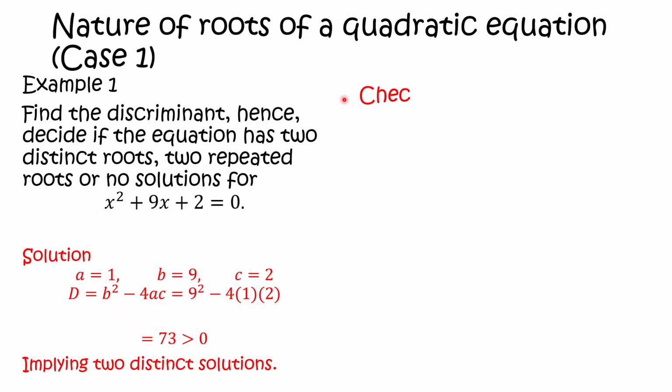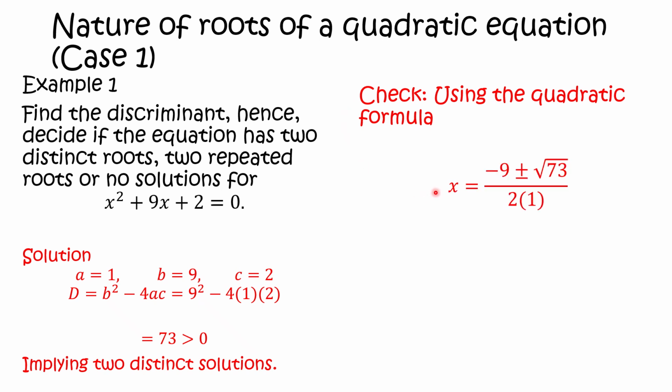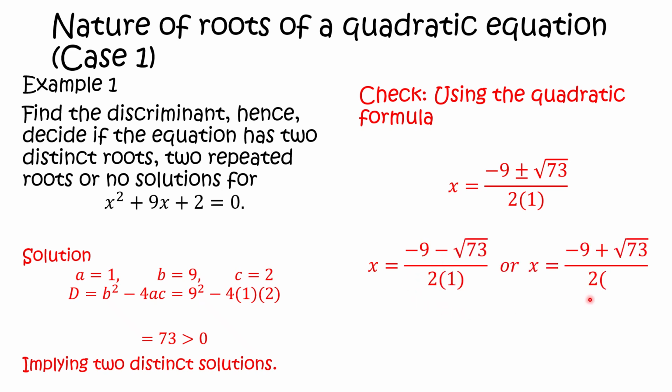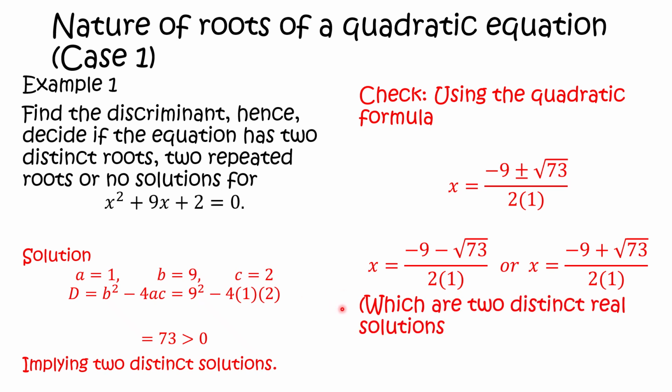Now let's check this one out. Using the quadratic formula, we substitute for the a, b, and c, and recall the discriminant is that part that is inside the square root, which was 73 from our previous calculations. So we substitute for the other values, and solving, we are going to get two values, and separating the positive from the negative, we get these two solutions over here. It's evident that we are going to get two distinct answers. So our answer is correct, which are two distinct real solutions.